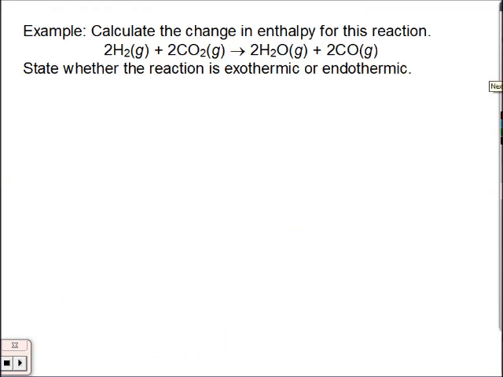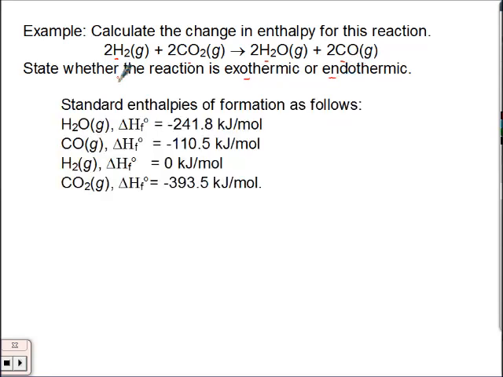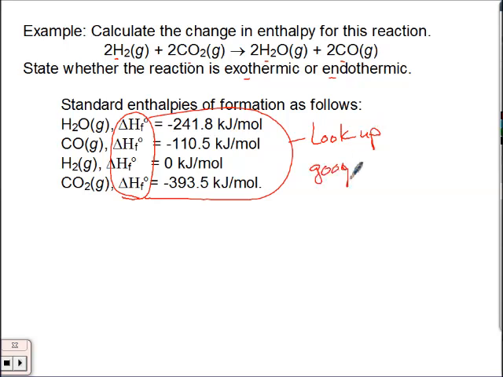So here's an example. If I have this reaction, hydrogen plus carbon dioxide goes to water and carbon monoxide, and I'm asked whether the reaction is exothermic or endothermic, I'm going to look up all of these on the table. And if you get to a problem that is not listed in the appendix in your book, you can always Google it if you need to. You just type in standard enthalpy of formation and you get a PDF with a list of thousands of them.